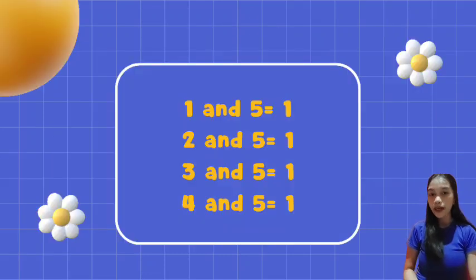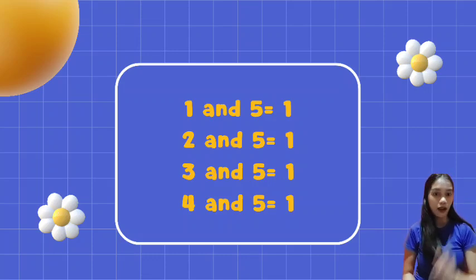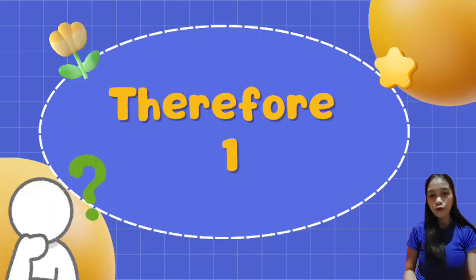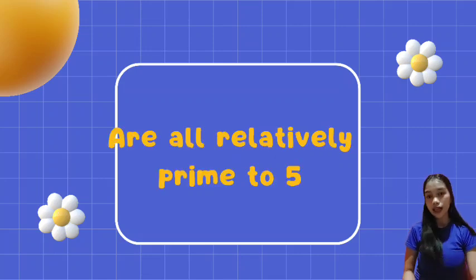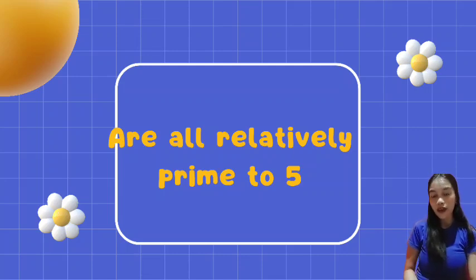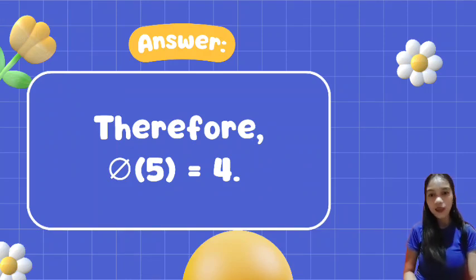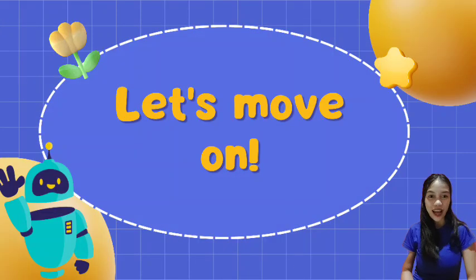So, the GCD of 1 and 5 is 1. For 2 and 5, we also have 1. For 3 and 5, we have 1. And for 4 and 5, we also have 1. Therefore, 1, 2, 3, and 4 are all relatively prime to 5. Since there are 4 numbers less than 5 that are relatively prime to 5, phi of 5 is equal to 4. Very good. Let us now proceed to example 2.